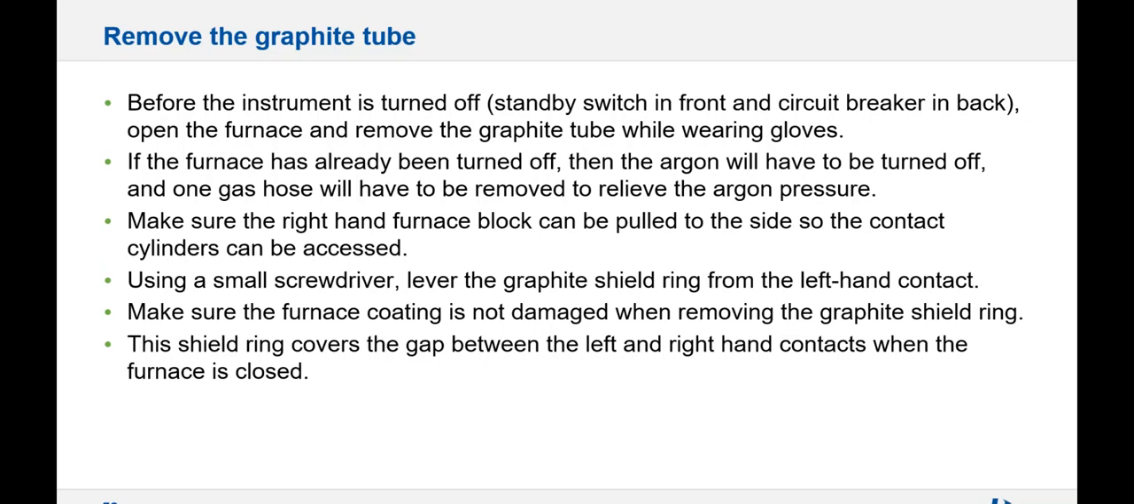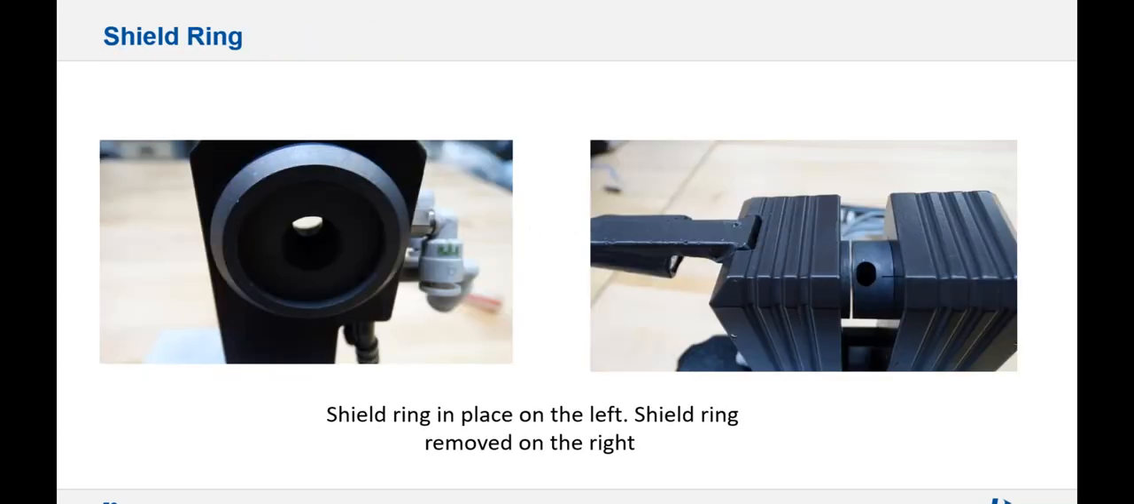Use a small screwdriver to lever the graphite shield ring from the left-hand contact. Make sure you do not damage the furnace coating when you're removing that shield ring. And the shield ring covers the gap between the left-hand and the right-hand contacts when the furnace is closed. So the left and right hand contacts do not actually touch one another. There's a little gap between them. And that's why you have the shield ring, to cover that gap.